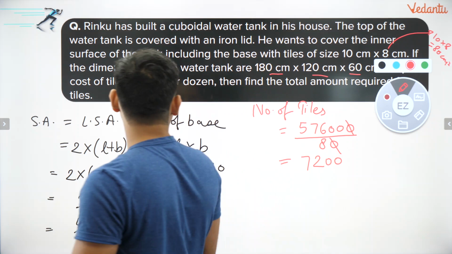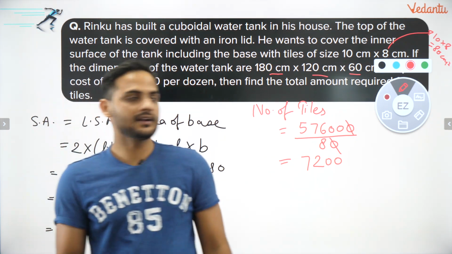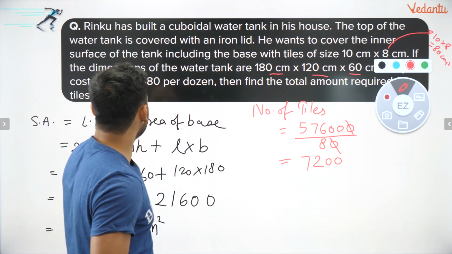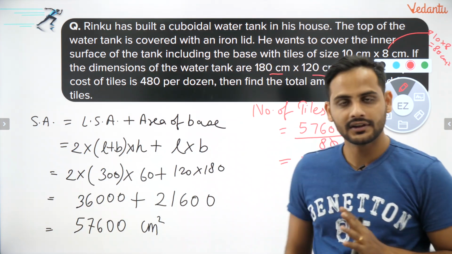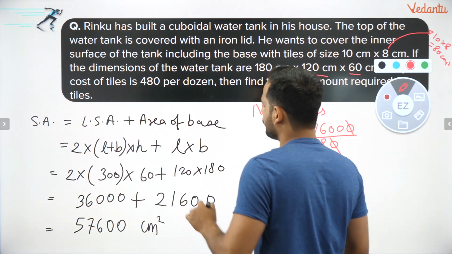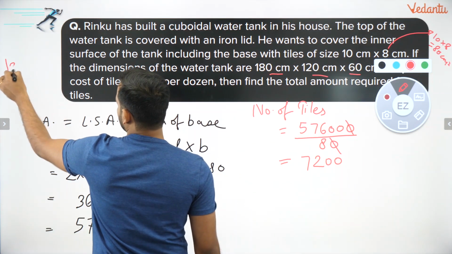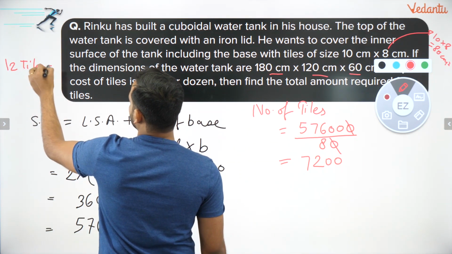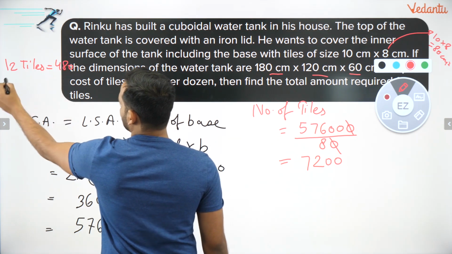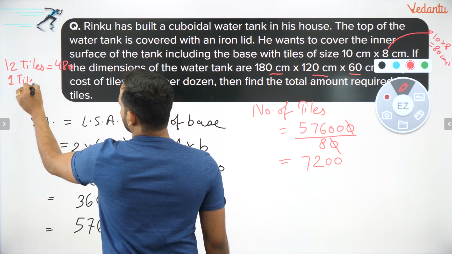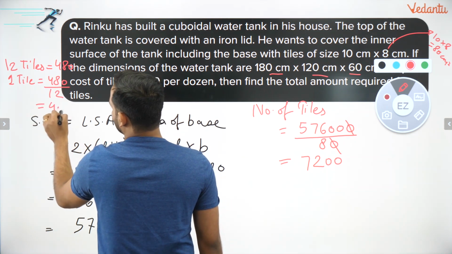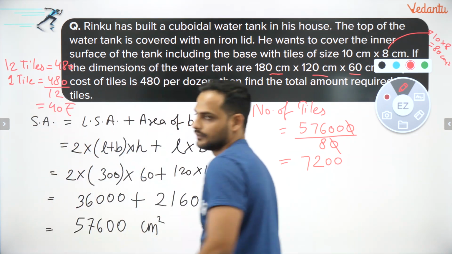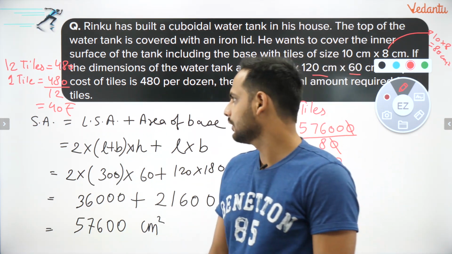Now we need to find out the cost. They are saying, bachcho, rupees 480 per dozen. In a dozen there are a total of 12 tiles. So for 12 tiles, rupees 480. So for one tile, how much will be the amount? For one tile, it will be 480 by 12, which is rupees 40. Rupees 40 for one tile.